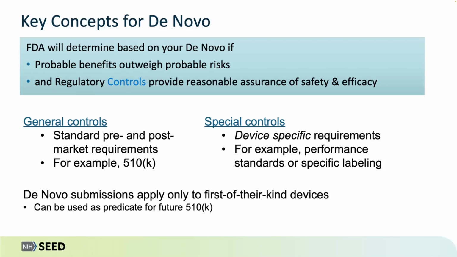Regulatory controls include both general controls, which are widely applicable to most medical devices, and special controls, which are specific to this new first-of-its-kind device. We'll see some examples of these in the database.